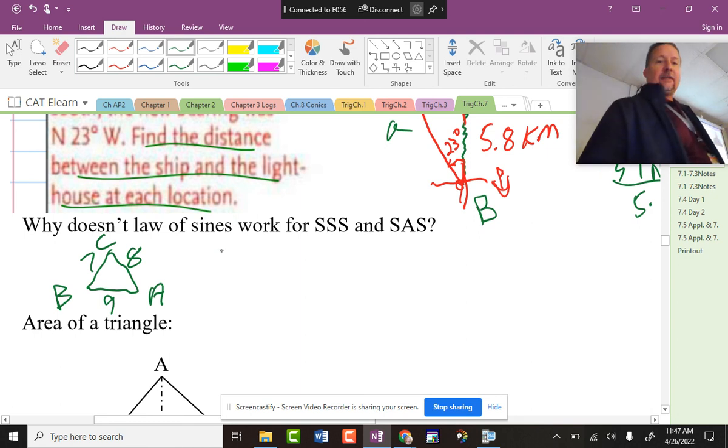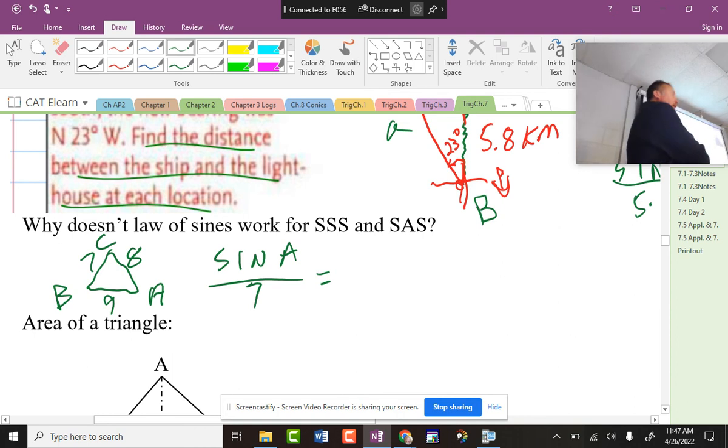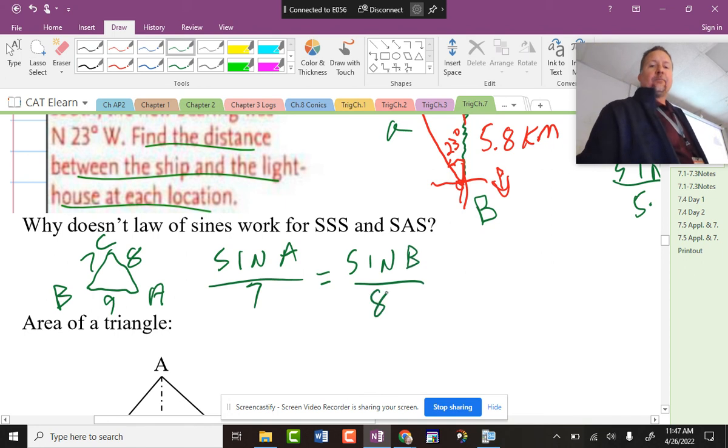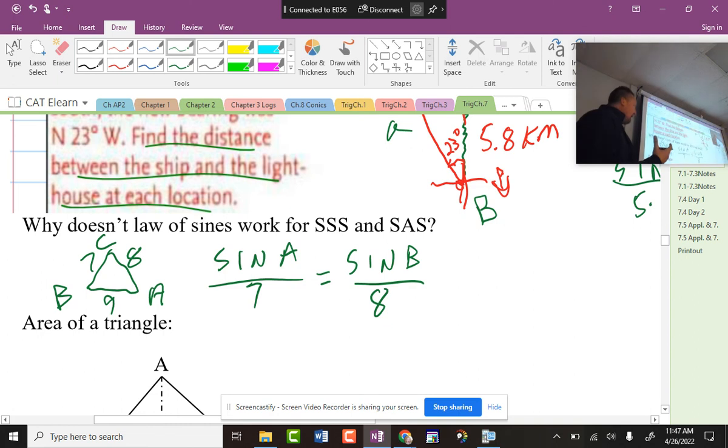Because my only choice is I have to have an angle, and angle A is opposite side 7, and then I have to use another angle. I don't know any of these angles. So what you end up getting is two unknowns no matter what two things you pick. So this is why the law of sines doesn't work for SSS. It'd be a sad choice if you pick that.